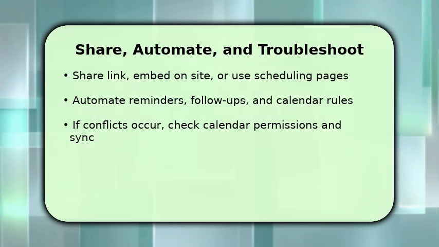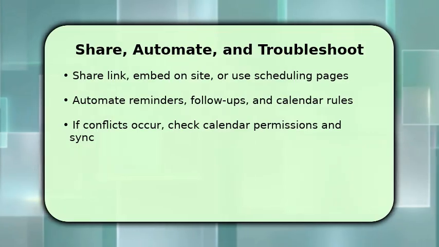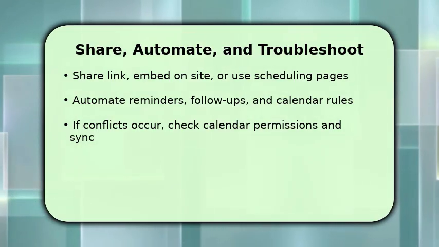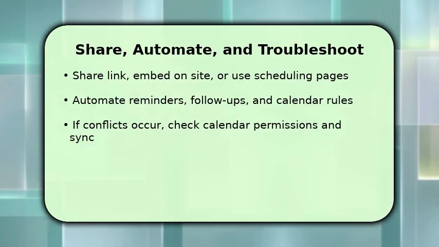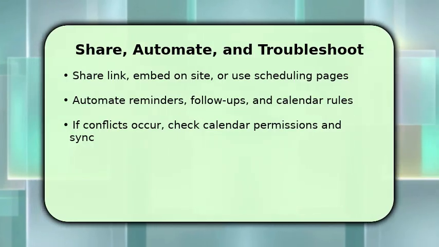protect your time. If something goes wrong, like duplicate bookings or missing slots, first check calendar permissions and that two-way sync is enabled. Often reauthorizing the calendar fixes it. If problems persist, adjust event rules or recreate the event to reset settings.